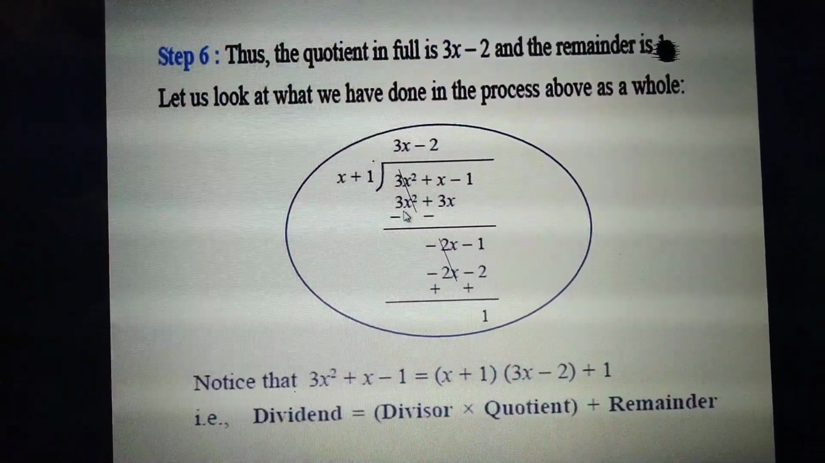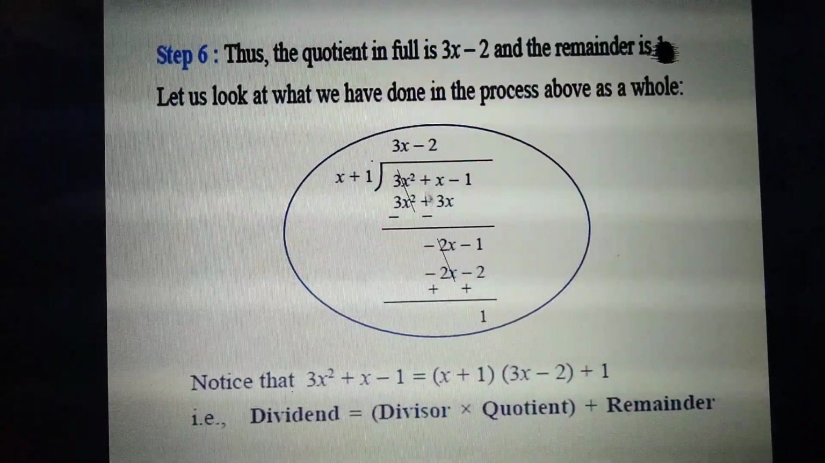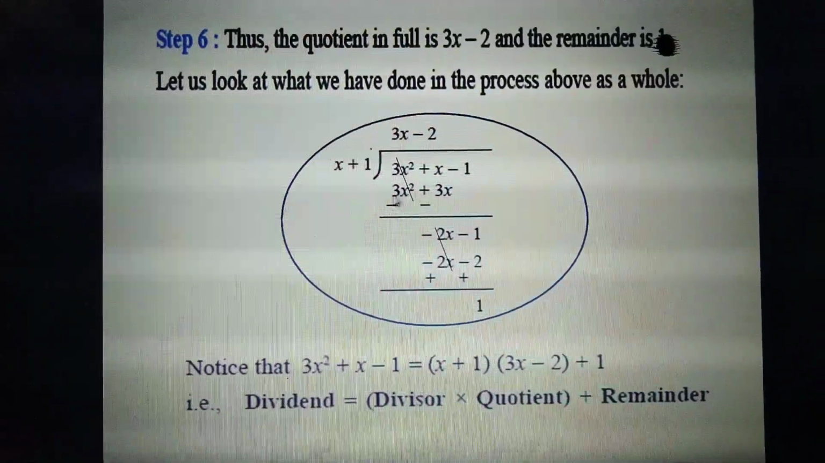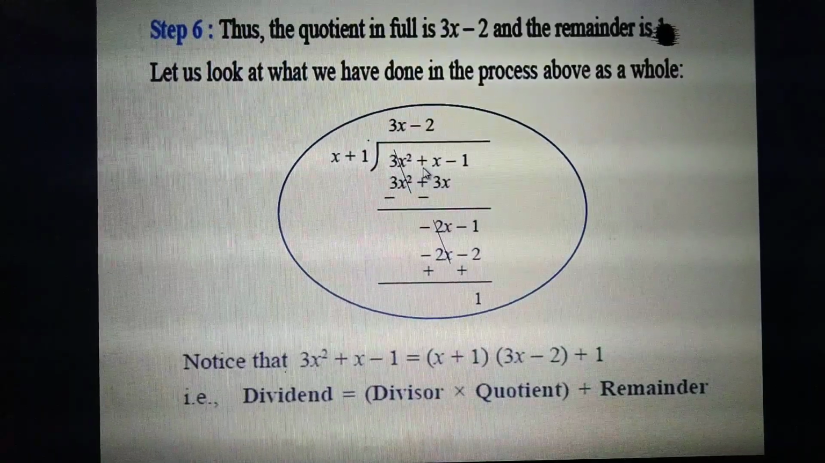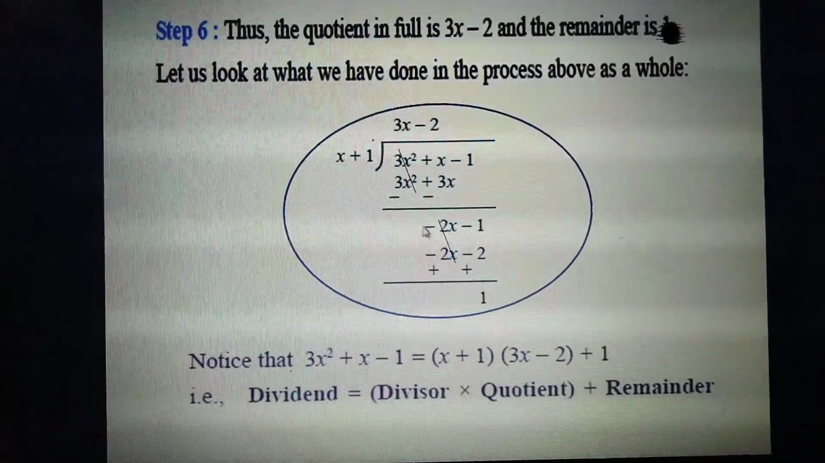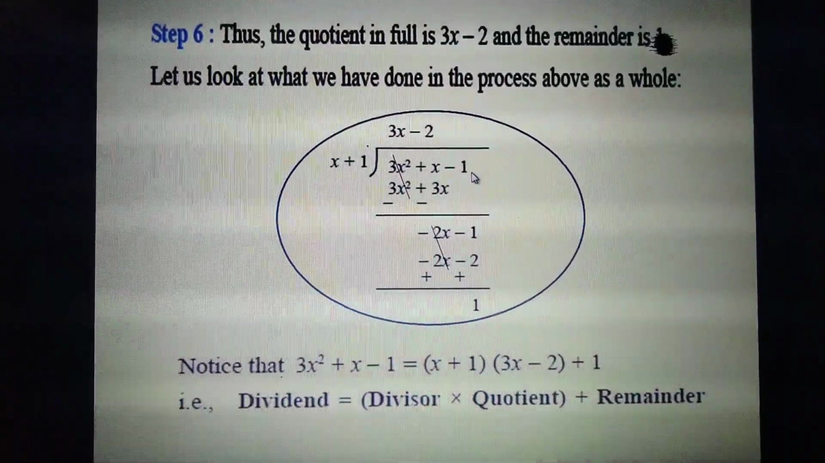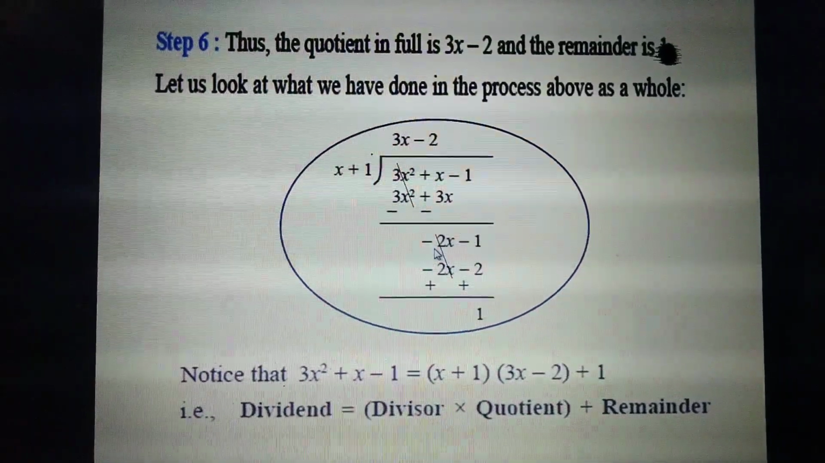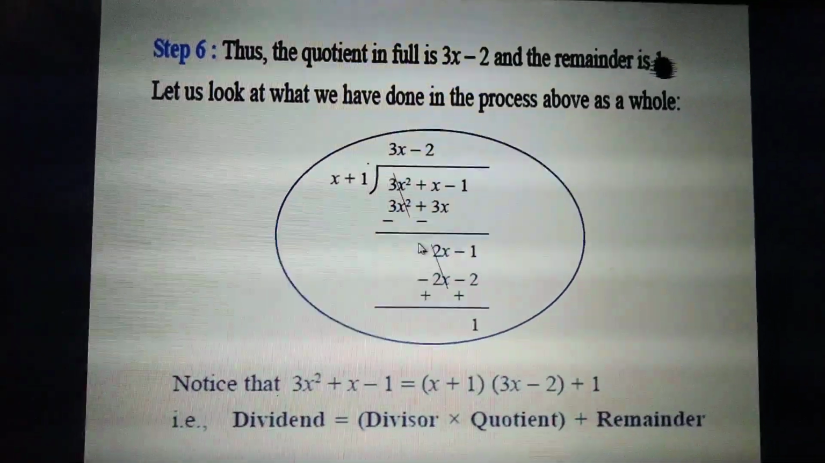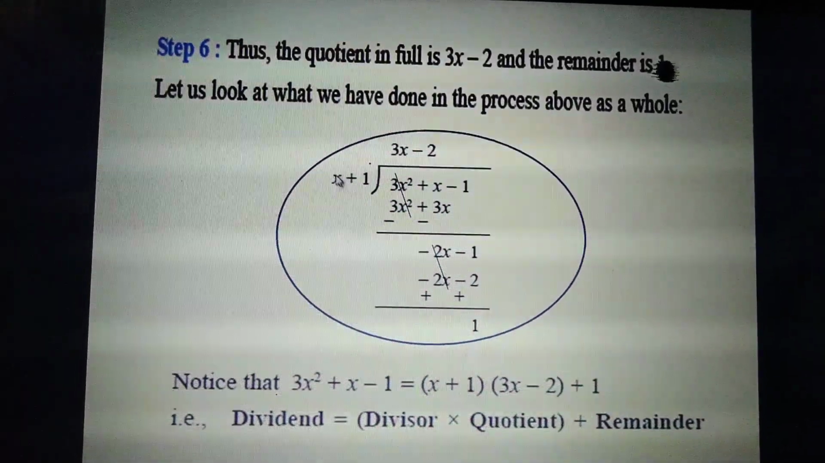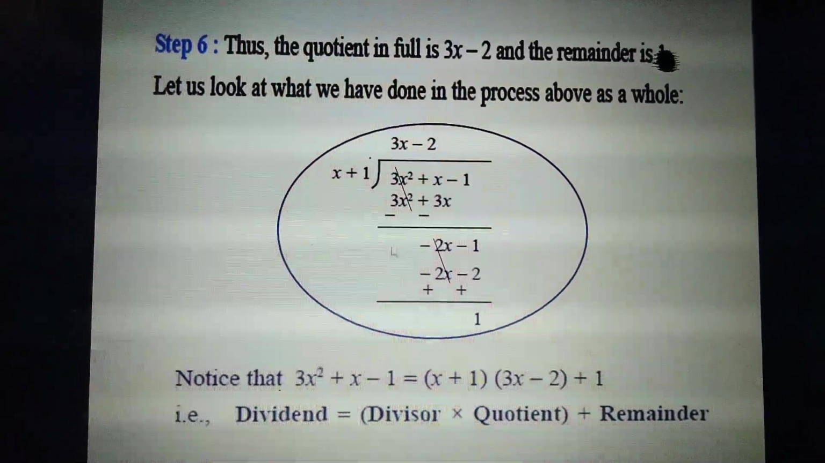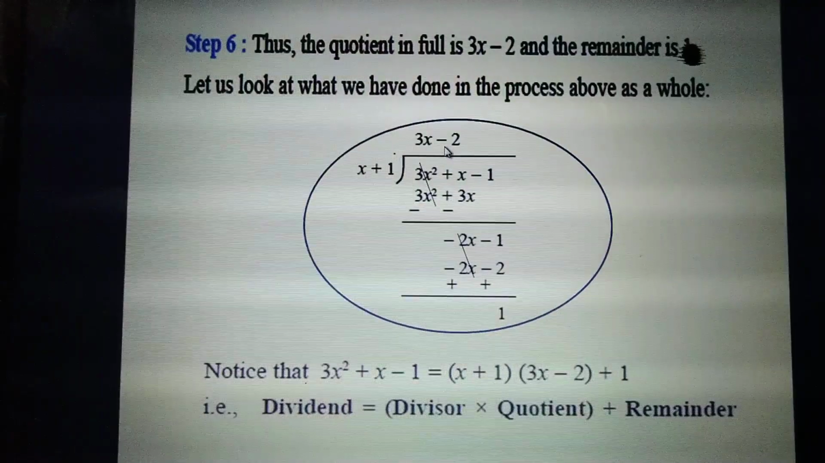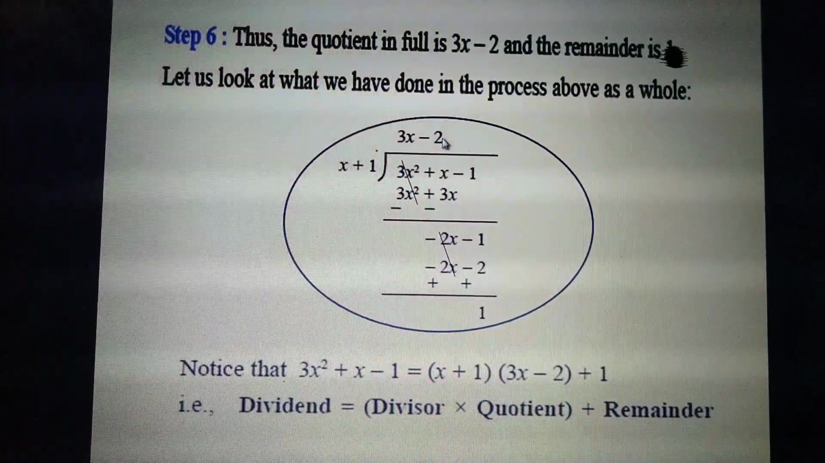So x into 3x, 3x squared, plus 1 into 3x, 3x. So change the sign and add it. So this will get cancelled. So x minus 3x, we will get minus 2x. And here minus 1, keep as such. Next, the first term of the new dividend is minus 2x. Minus 2x by x, we will get minus 2. So write minus 2 in the quotient part.